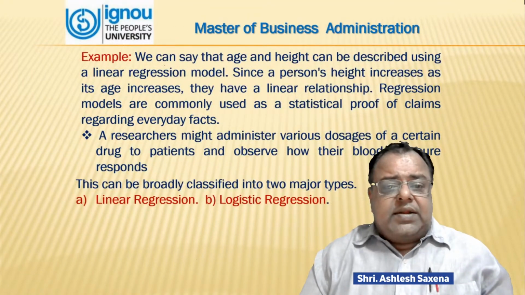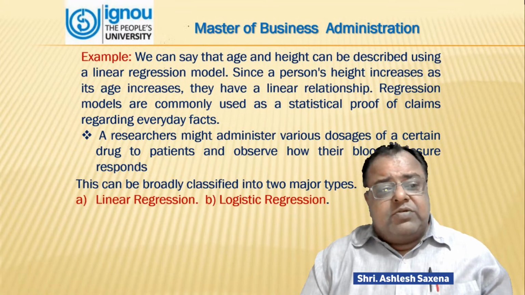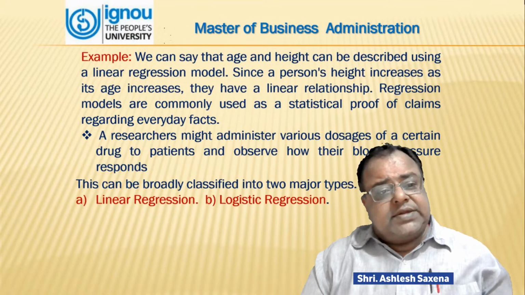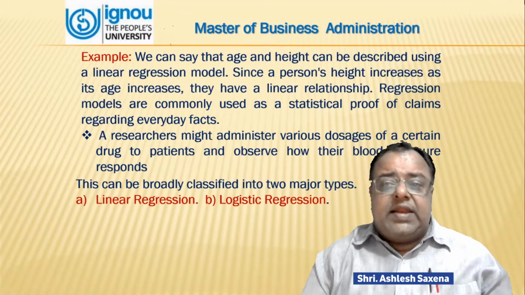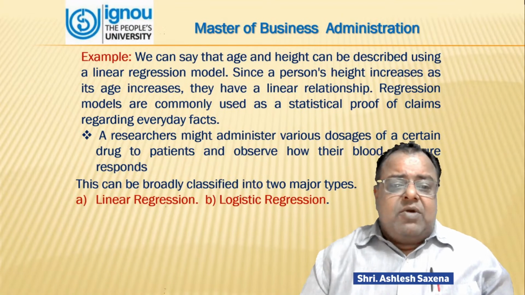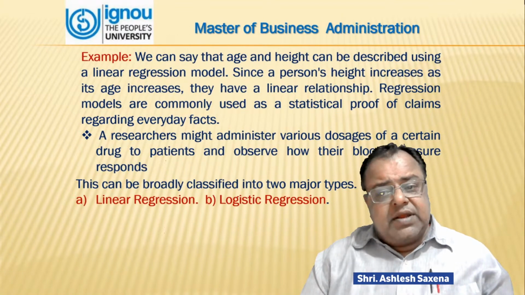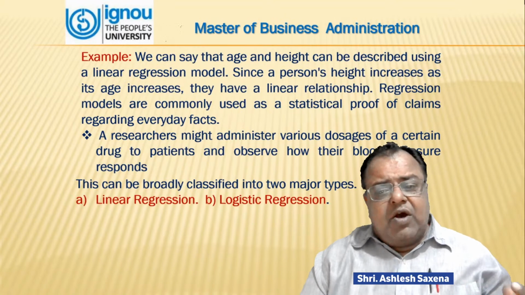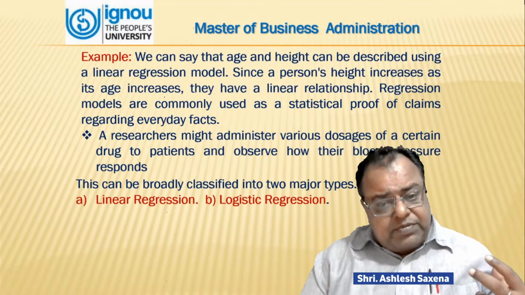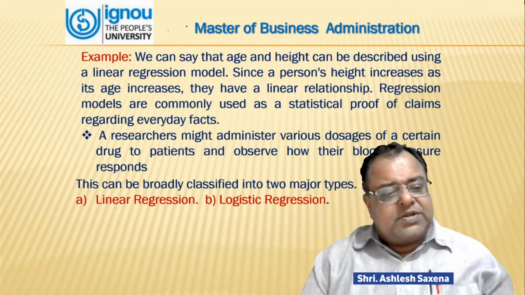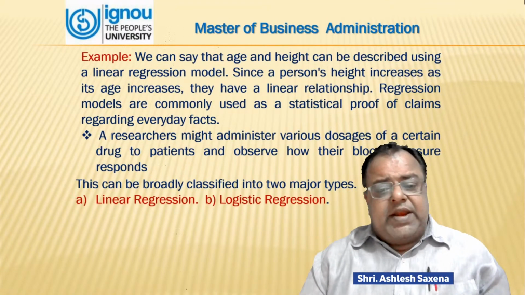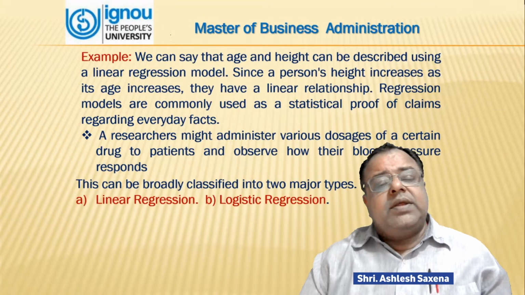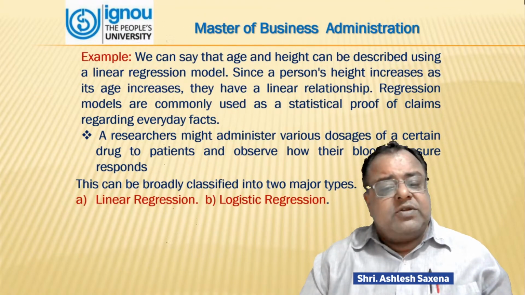We can say that age and height can be described using a linear regression model. Since a person's height increases as his age increases, they have a linear relationship. Regression models are commonly used as statistical proof of claims regarding everyday effects. A researcher might administer various doses of a certain drug to patients and observe how their blood pressure responds. This can be broadly classified into two major types. One is linear regression, and the second one is logistic regression.